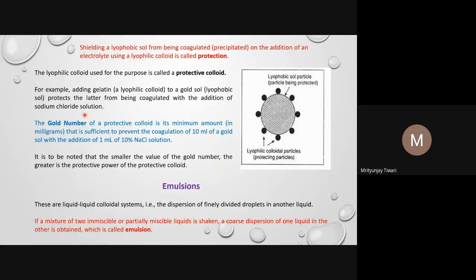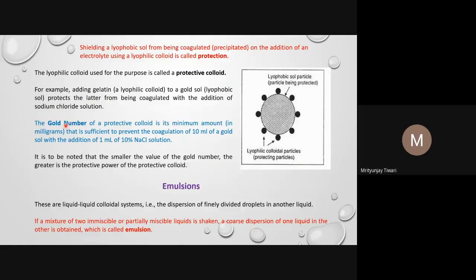Let us now see the gold number. The gold number of a protective colloid is its minimum amount in milligrams that is sufficient to prevent the coagulation of 10 ml of gold sol on the addition of 1 ml of 10% NaCl solution. So what we see is that the gold number is a property of the protective colloid, and the protective colloid is the lyophilic colloid. This is what we know.